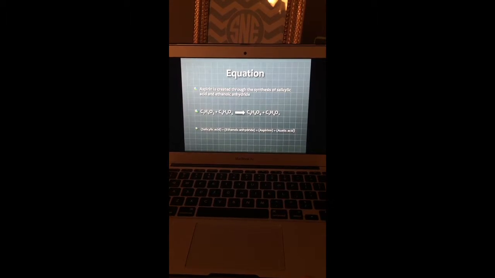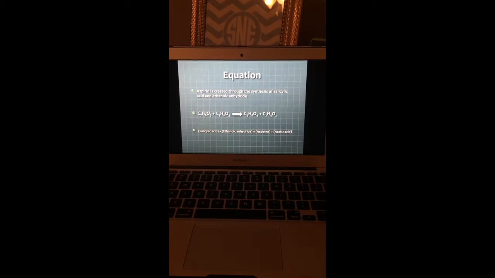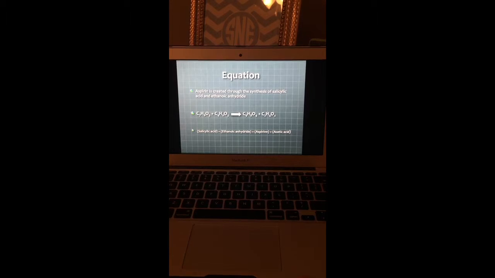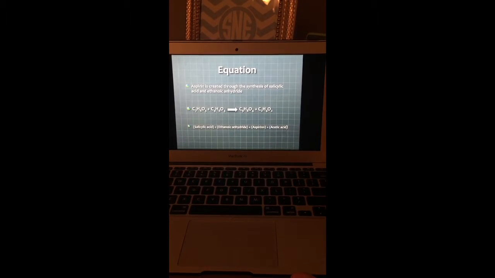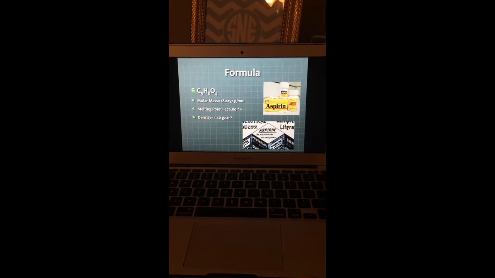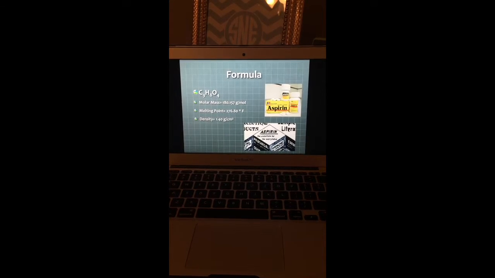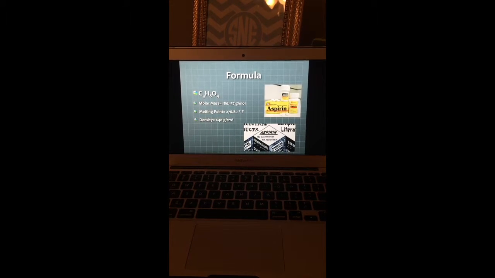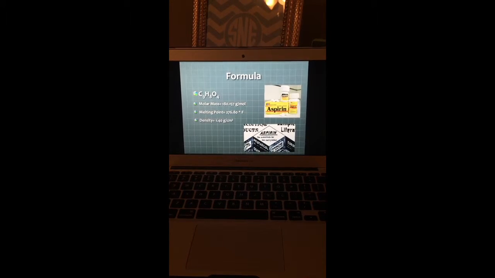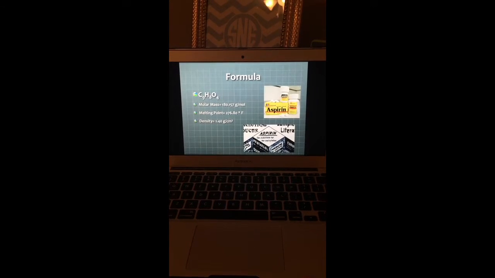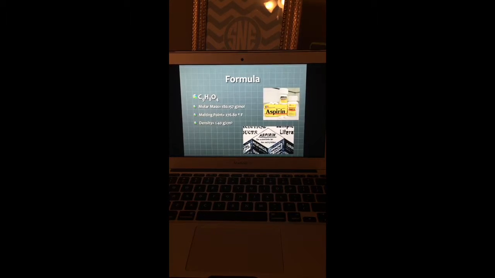Equation. Aspirin is created through the synthesis of salicylic acid and ethanoic anhydride. Below, you will see the equation. Formula. The formula for aspirin is C9H8O4. The molar mass is 180.157 grams per mole. The melting point is 276.80 degrees Fahrenheit, and the density is 1.40 grams per centimeter cubed.